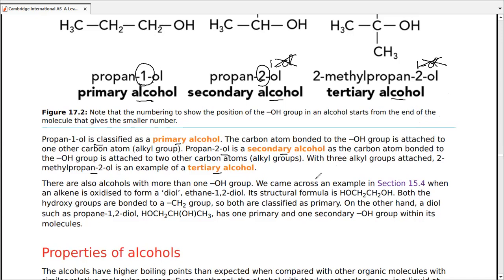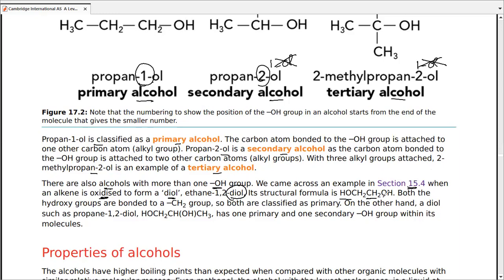Moving on, there are alcohols with more than one OH group. We've studied an example in section 15.4. 15.4 was actually the last topic of the hydrocarbons chapter. We were talking about alkenes, about oxidation of alkenes, and we were forming diols. Now, the very name diol itself represents two alcohol groups or OH groups. Now, as soon as we have more than one OH group in the structure, every OH group can be classified as what it is.